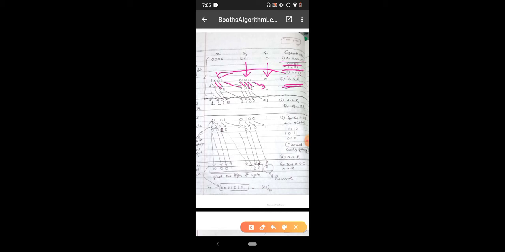And since it is an arithmetic shift right, you know very well, arithmetic shift right will copy the same bit over here, 1, that is the leftmost bit. So you will get the answer as 1100 1001 and this one as 1.